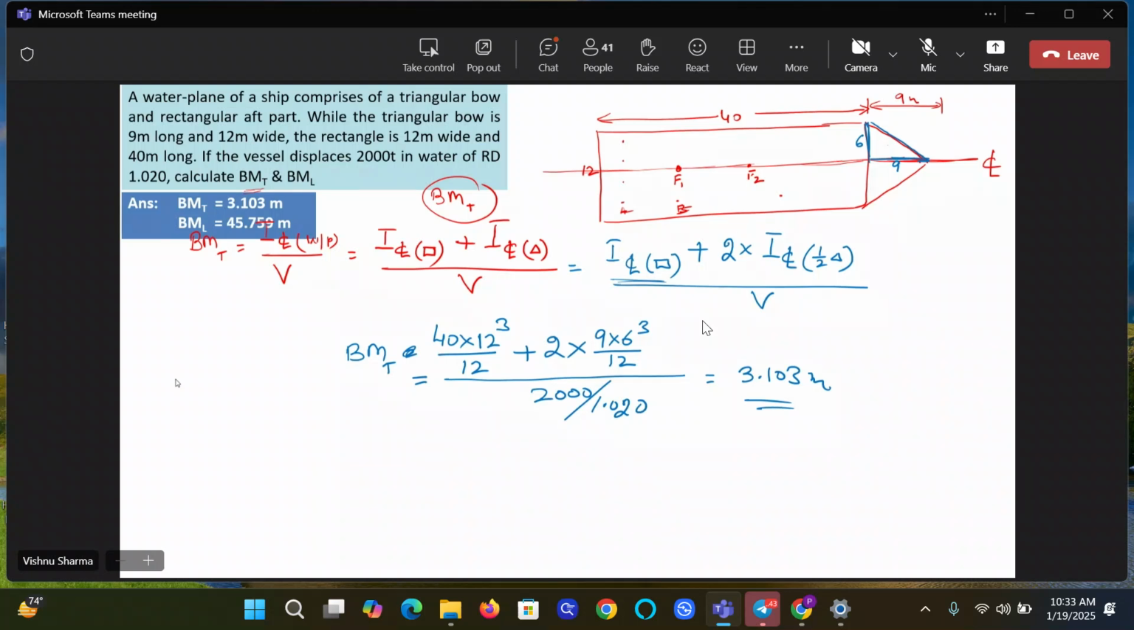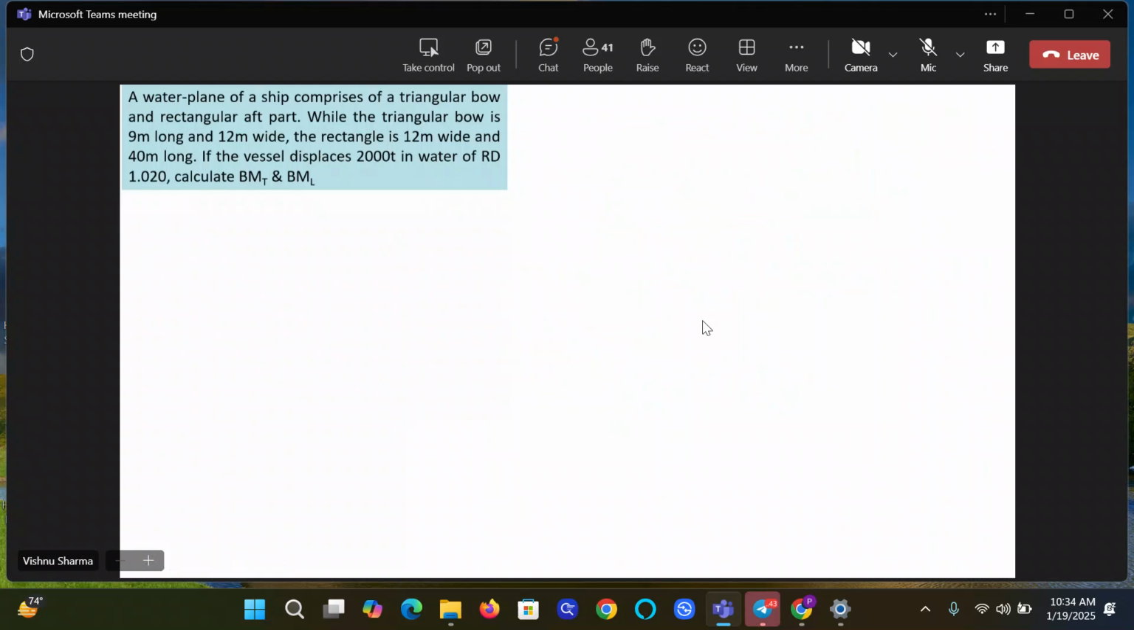I think the next slide would be available to me for the BML working. Let me see if the slide is there. Otherwise, I'll clear it. Yeah, it's here. So we make the same water plane again, which is as per the question. So there is nothing to explain there.